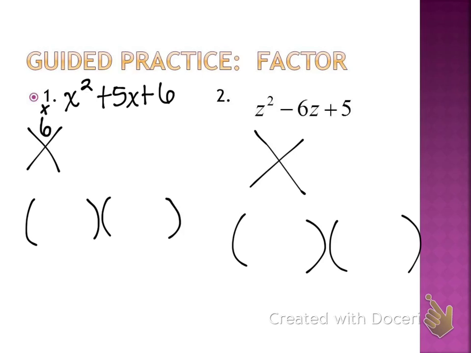Good. We're multiplying to 6. That's on top. We're adding up to 5. That goes on bottom.